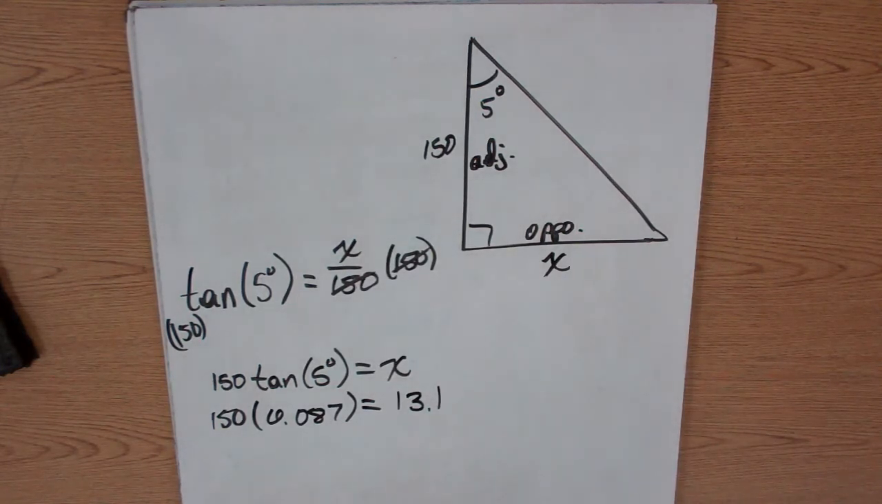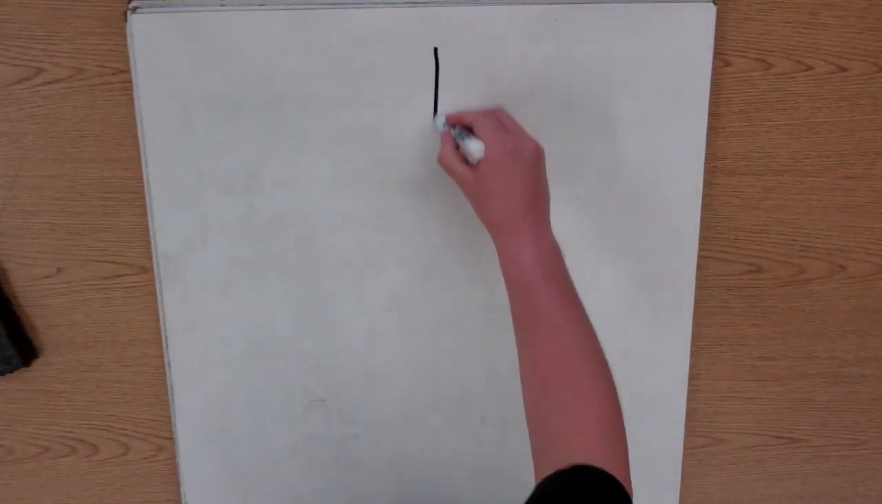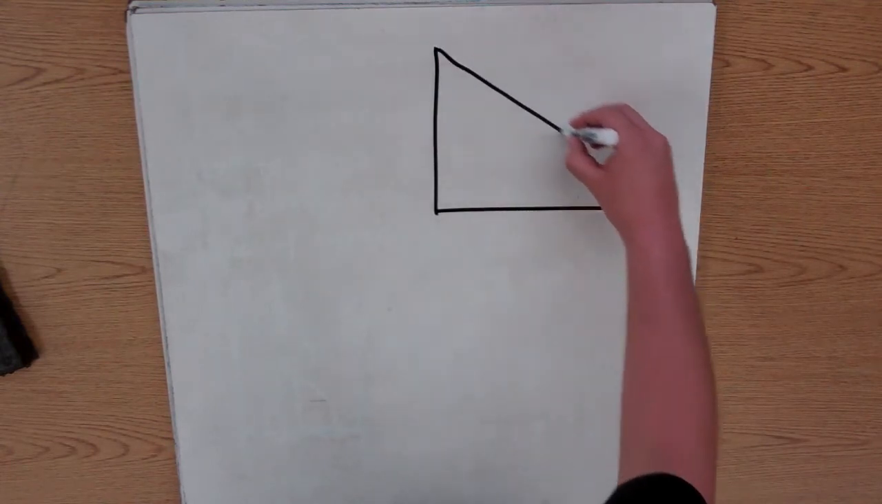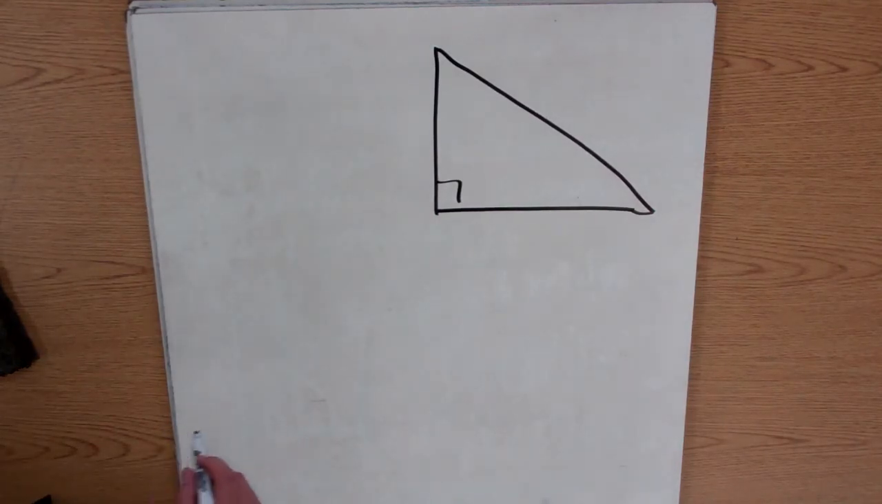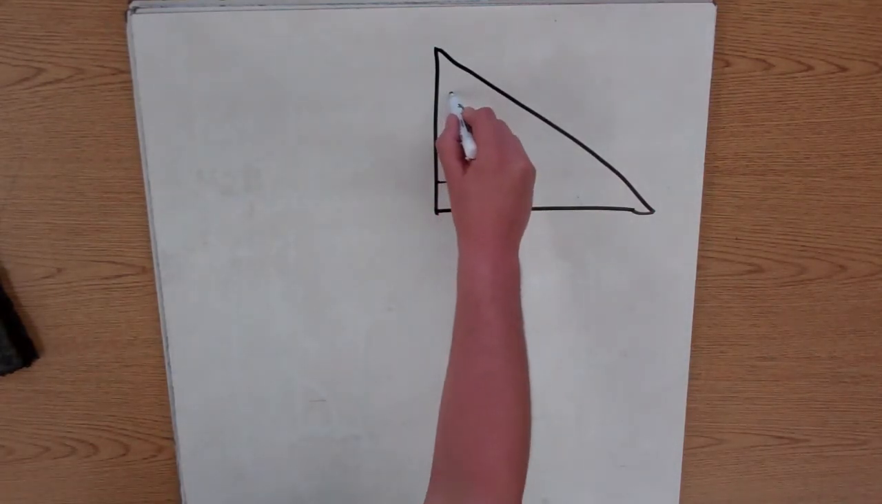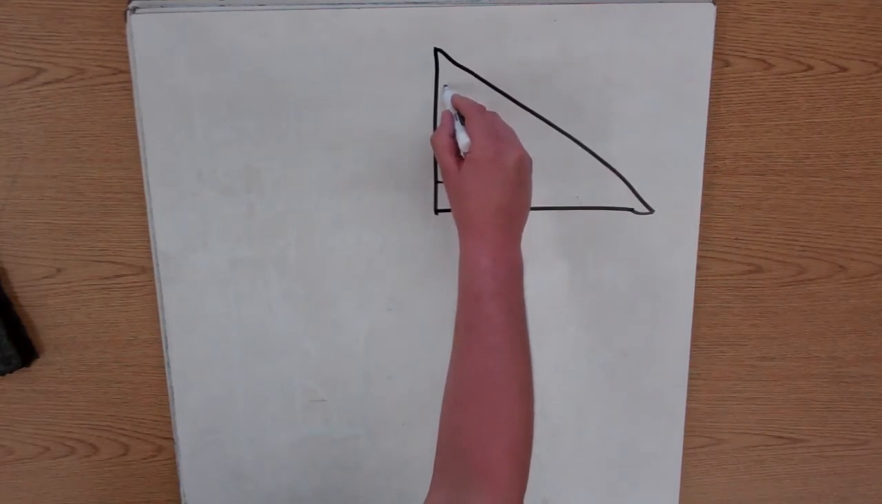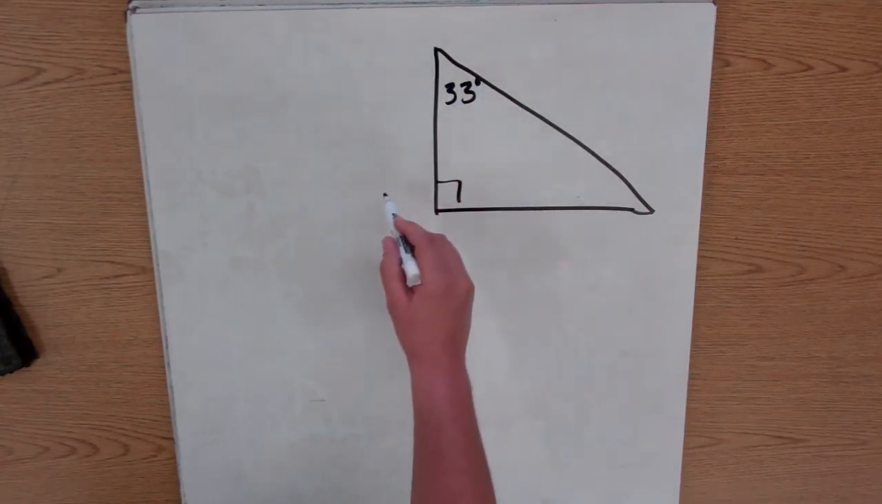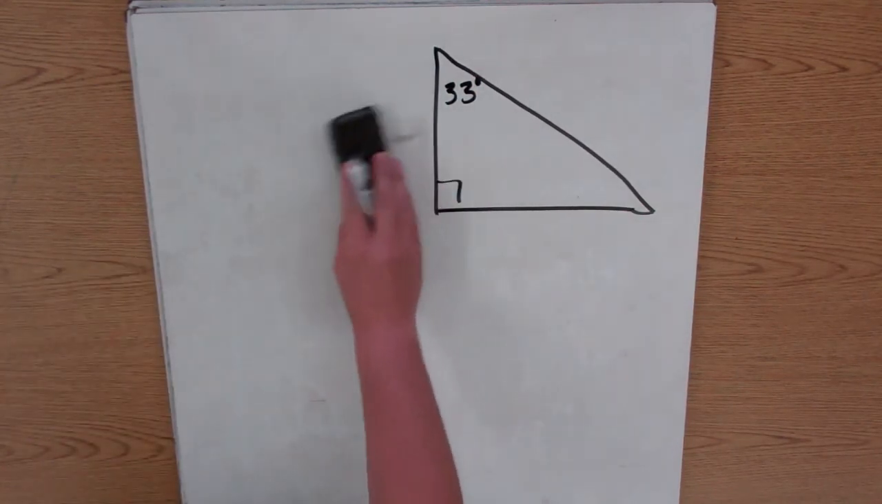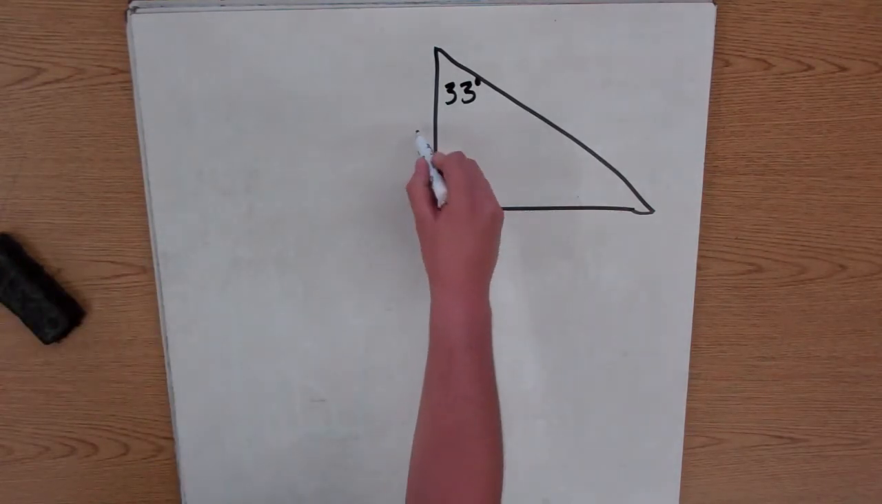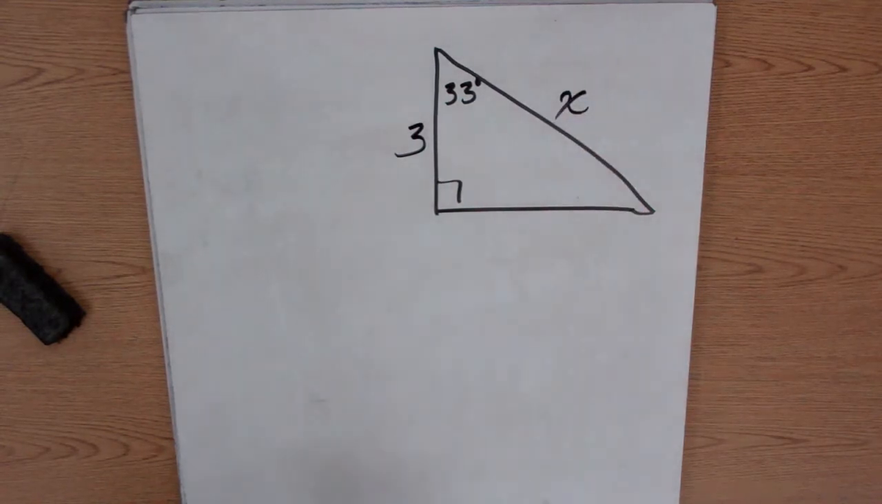Now, one more example. I know I said that was the last one, but let's do one more example. So here we have a triangle. Say this angle was 33 degrees. Say this side was 3, and this was x. So now we want to find x.